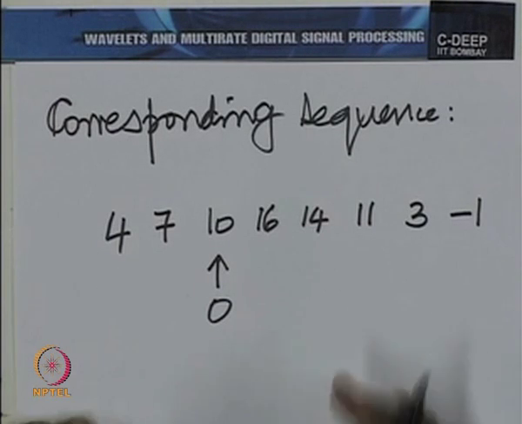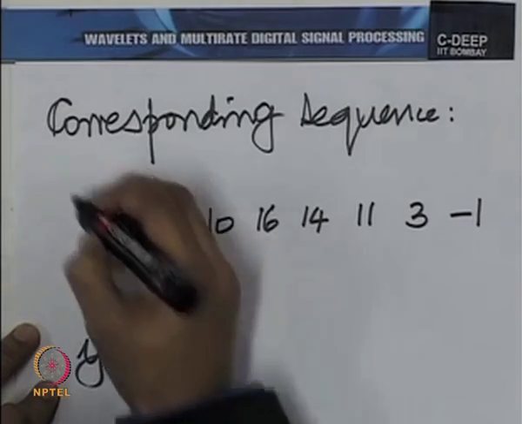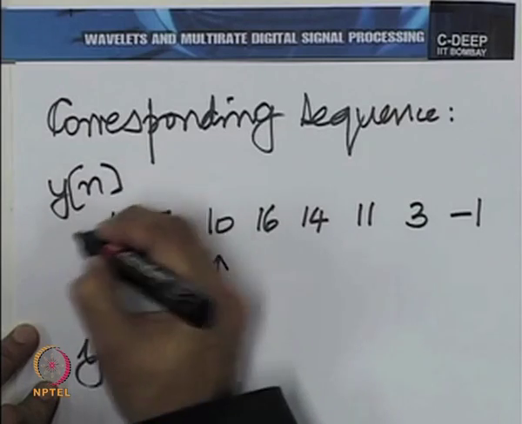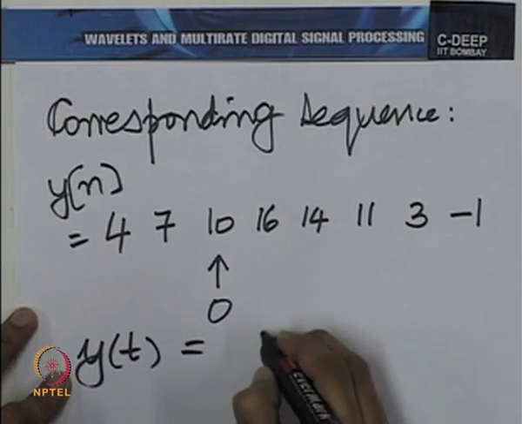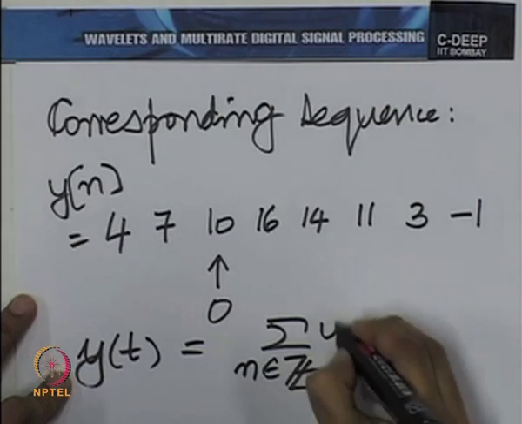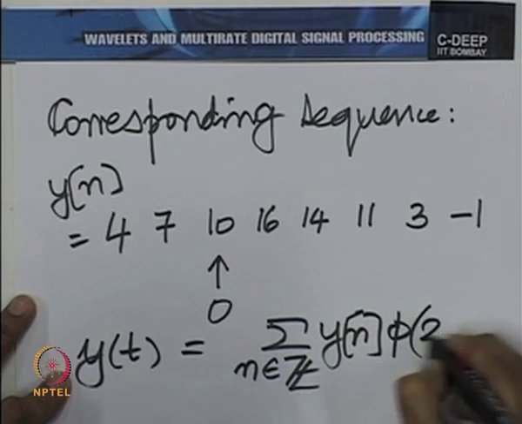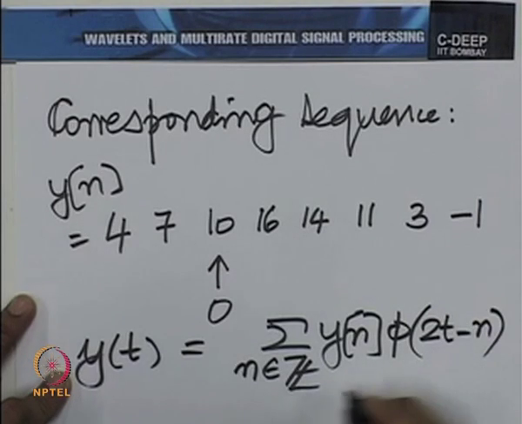So, in fact, what we are saying in effect is y t, if I call this sequence y of n, what we are saying in effect is y t is summation n over all the integers y n. Note phi of 2 t minus n, that is important.